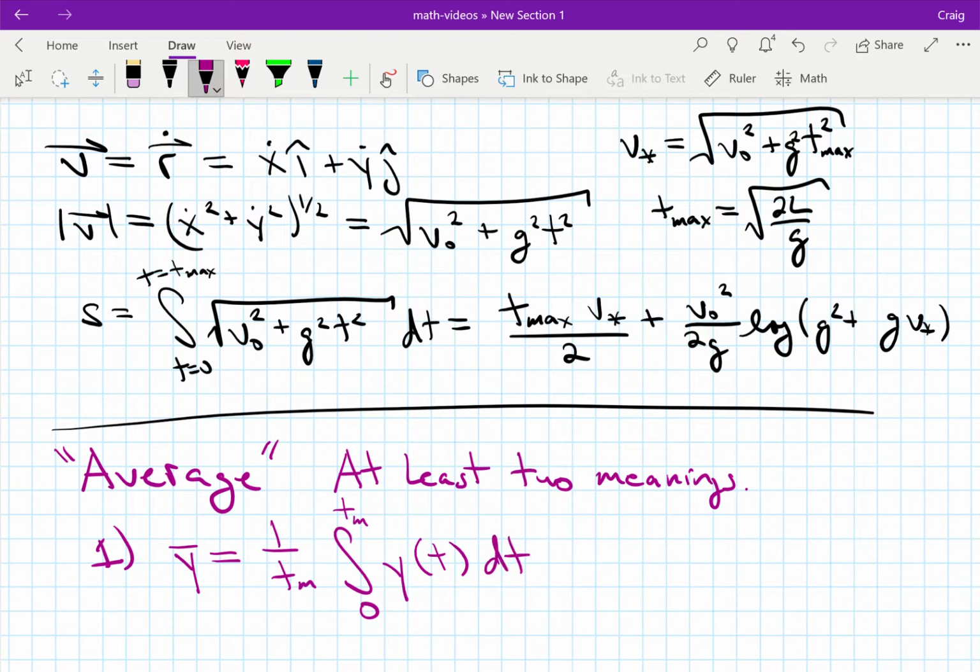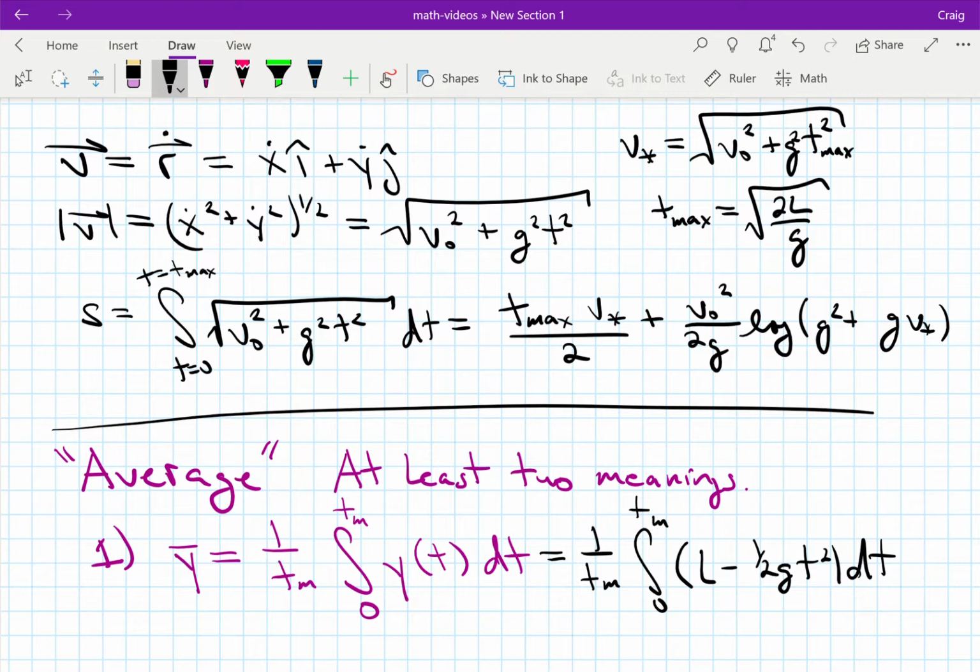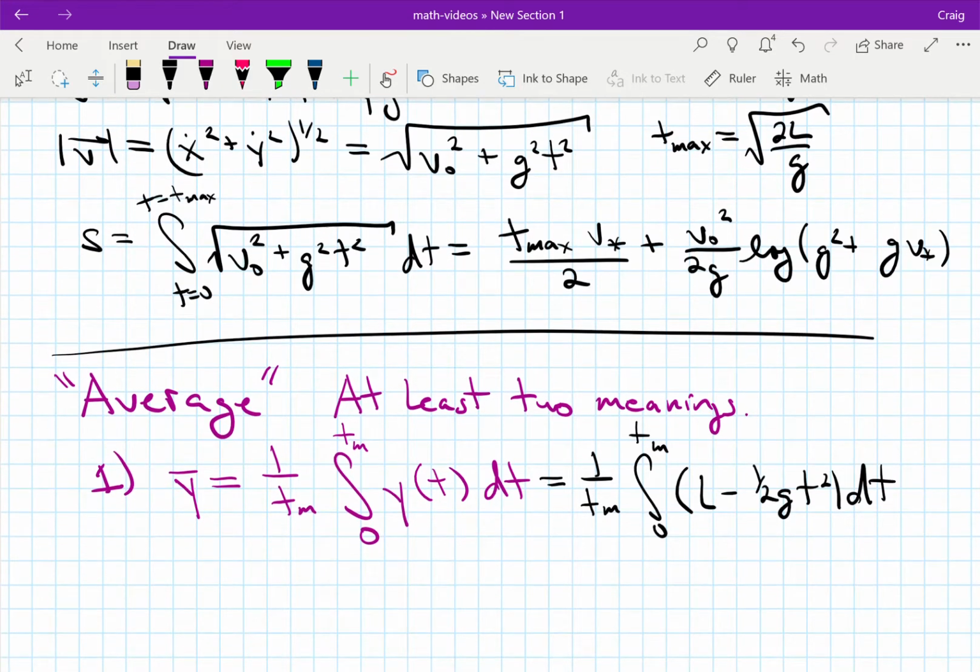So this is a time average. When I integrate some quantity with respect to time, and I divide by the total time, that's the time average of the quantity. And we could actually figure out what that is because we have an expression for y of t. That's just 1 over t max, integral from 0 to t max of L minus 1/2 g t squared dt. I'm not going to do that integral. We could. We know what t max is. We know what everything else is. So we could find the time average height of the ball.